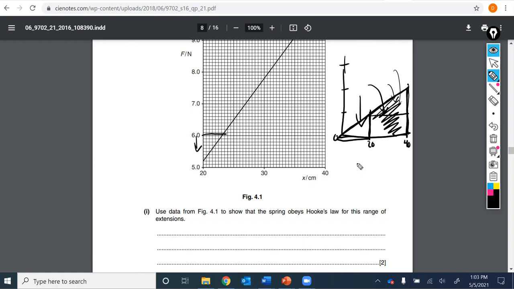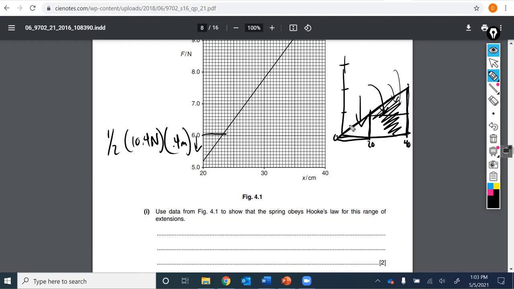But to me, if I redraw this and I go, okay, 1/2 base times height for this entire thing. So I know the height of my entire triangle is 10.4 newtons, and the base is 40 centimeters or 0.4 meters. And so this would give me all of the elastic potential energy stored in the spring. But the question doesn't ask for that. It asks for just the work done extending it from 20 to 40.